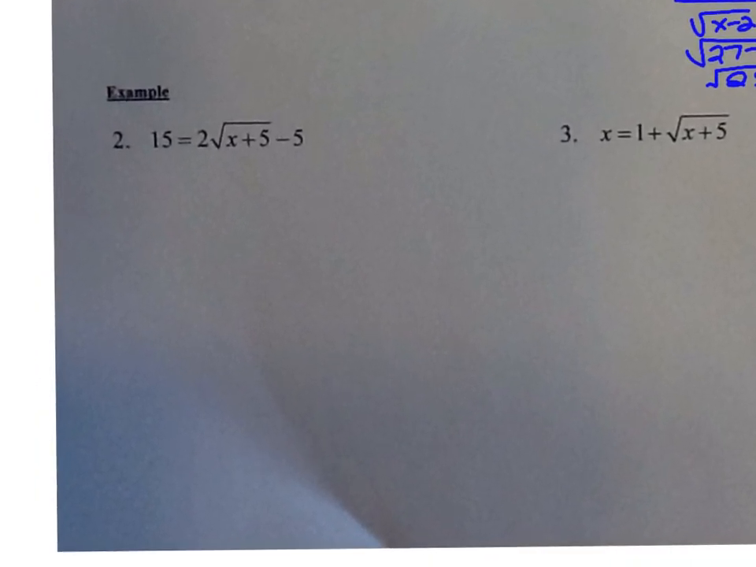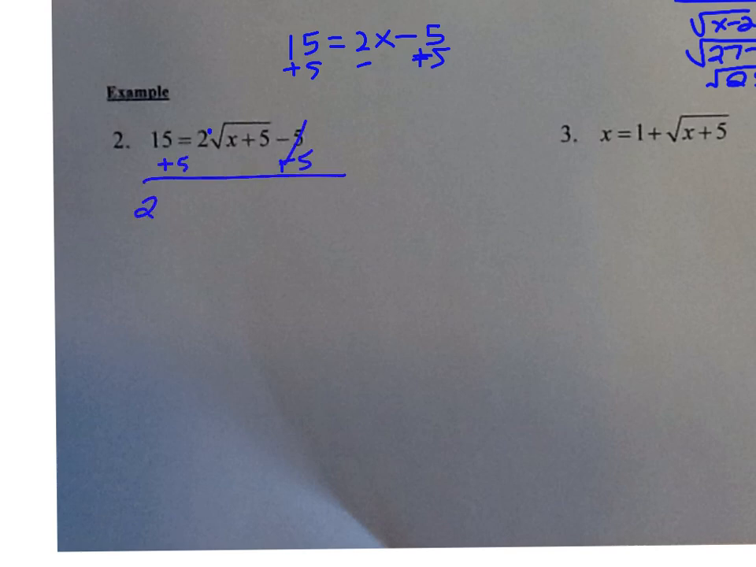All right, let's try number 2. Okay, so when I look at this right away, I see my radical is not by itself. Okay, now remember the 2 on the outside of the radical is a times. And I have a minus. So just think for a minute. Let's say I have this 15 equals 2x minus 5. Well, what would I do first? Would I get rid of the 2 first or the minus 5? I would do the plus 5 to both sides, right? So same thing. I'm going to add 5.